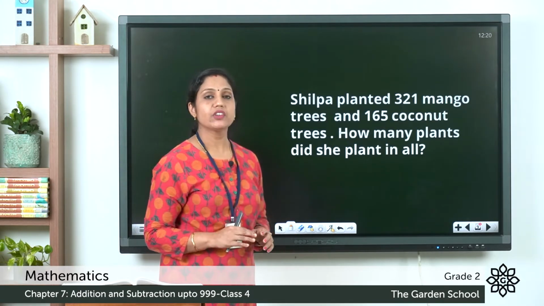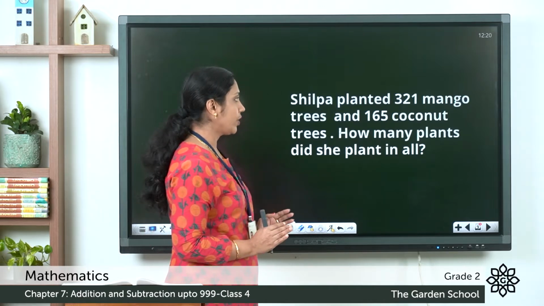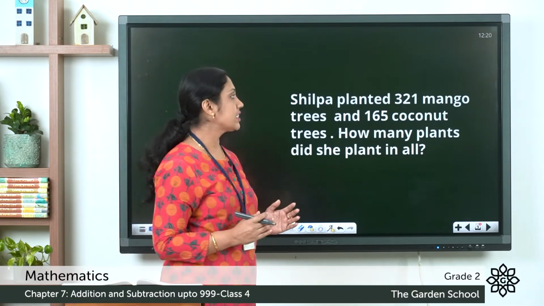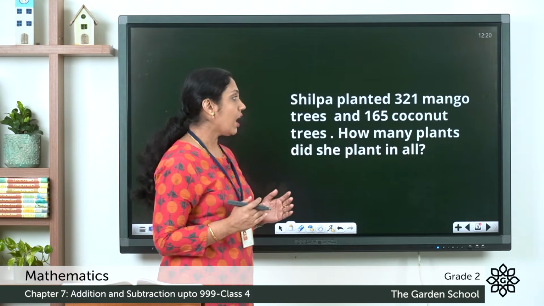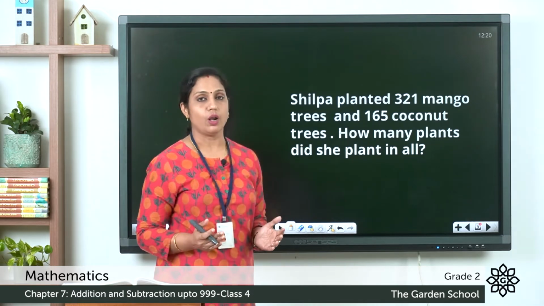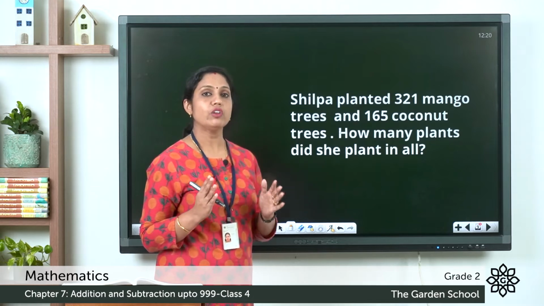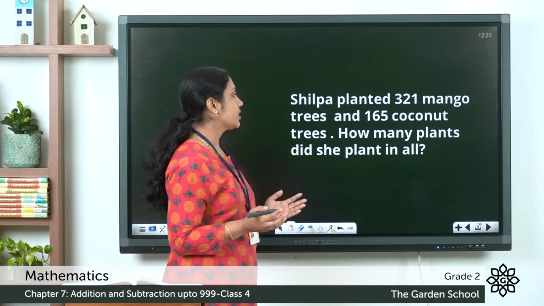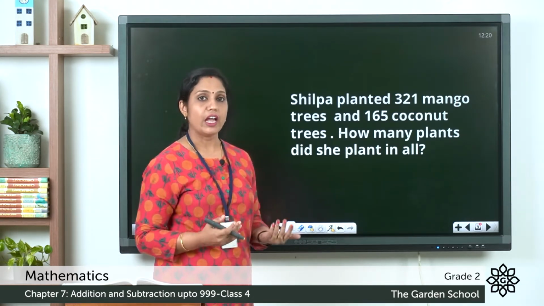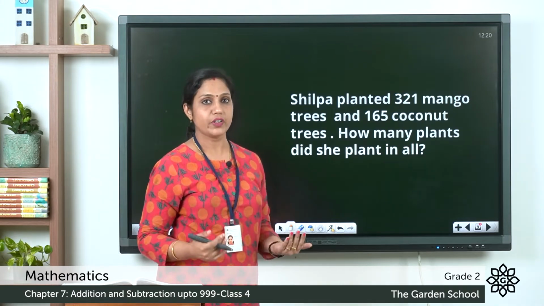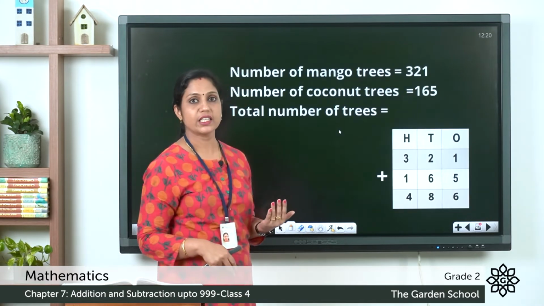Shilpa planted 321 mango trees and 165 coconut trees. How many plants did she plant in all? So what is the question? Shilpa planted 321 mango trees and 165 coconut trees. We have to find out the total number of trees. So now let's check the step.